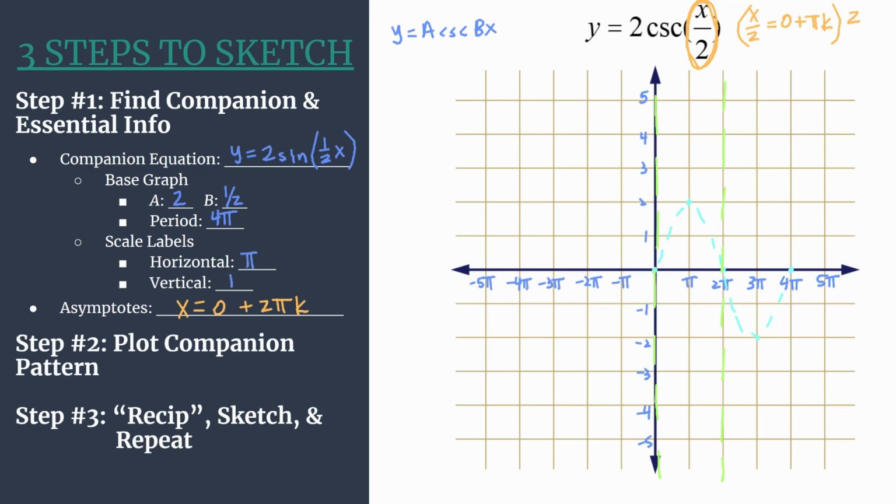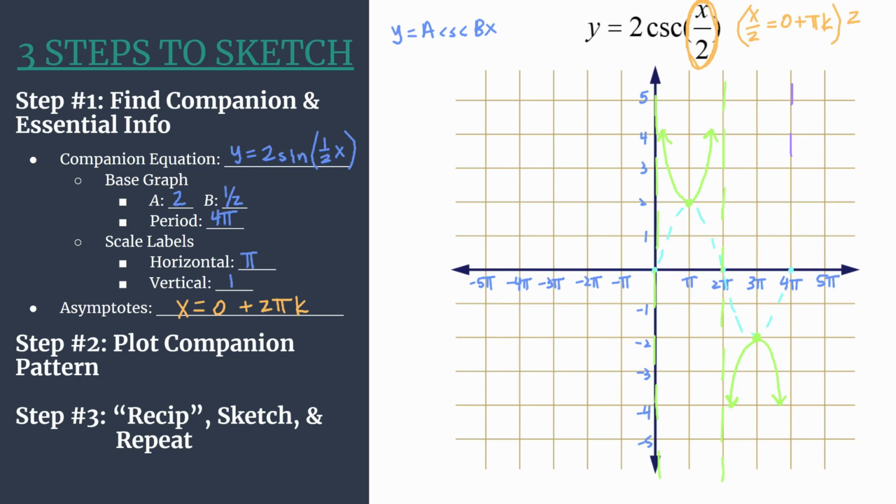Okay, we know that maximums from our companion pattern turn into relative or local minimums. So that just means the lowest y-coordinate in that small area. And then we know that minimums from our companion equation turn into local or relative maximums. So same sort of thing, just the largest y value in that small area. And so here we have one cycle of our graph, y equals 2 cosecant x over 2. And now we can repeat for as many cycles as we want.